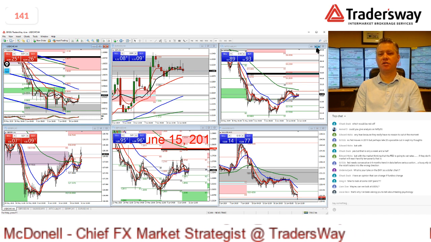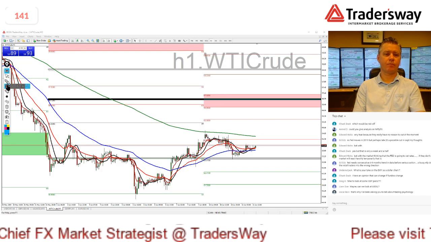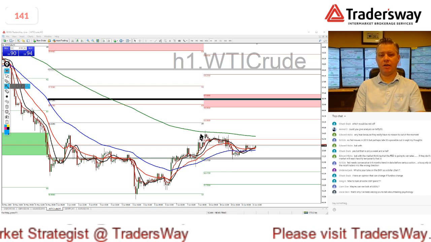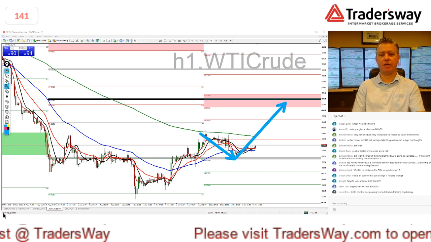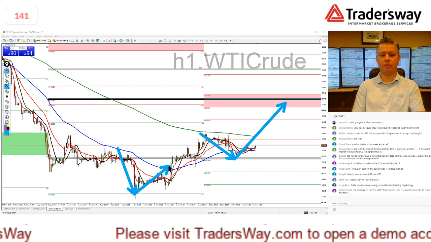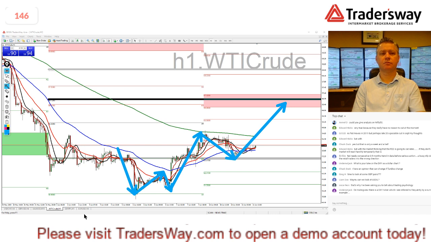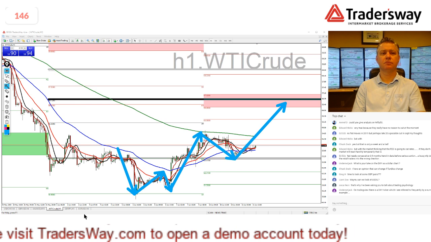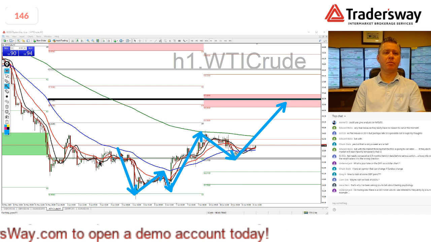WTI trying its best, crawling its way up. I believe on Monday, so yesterday, I said, if you're a bull, that's your trade plan. So I don't know if you've taken it or not. It's set up off a double bottom. Yeah, that would be the price.